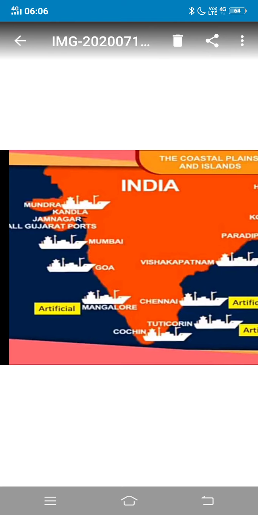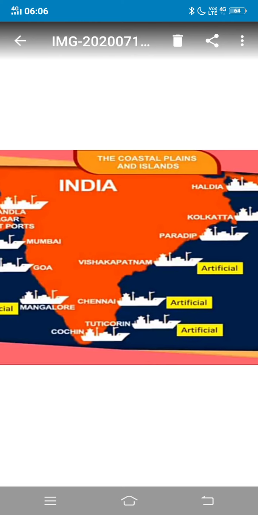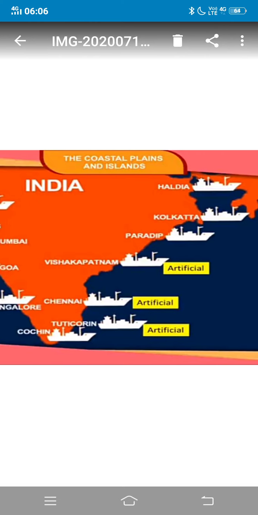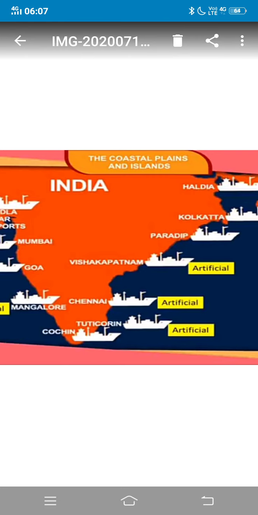Marmagao, a major seaport. Here Mangalore in Karnataka, Cochin in Kerala, Tuticorin and Chennai in Tamil Nadu, Visakhapatnam in Andhra Pradesh, Paradip in Odisha, Kolkata in West Bengal, again Haldia in West Bengal. These are the major seaports. Many other seaports are located too, but these are the major ones considered here.